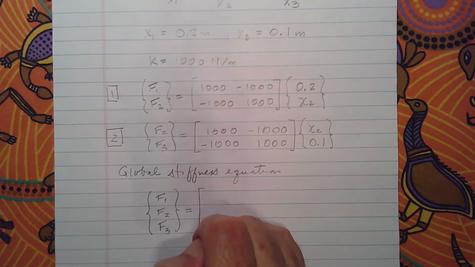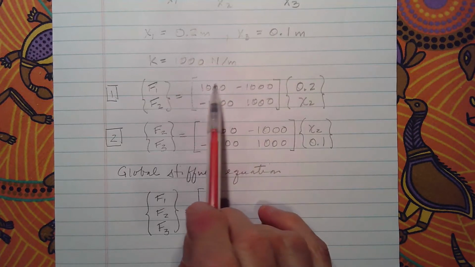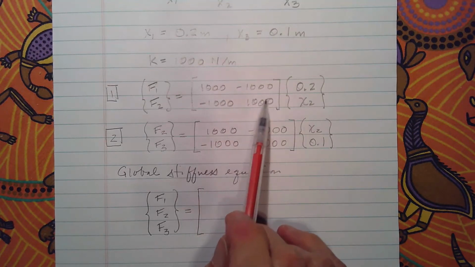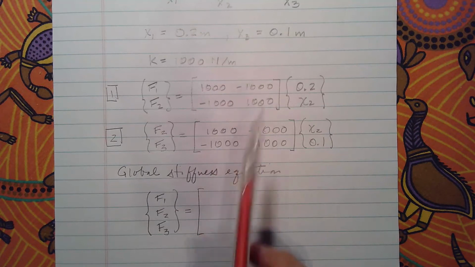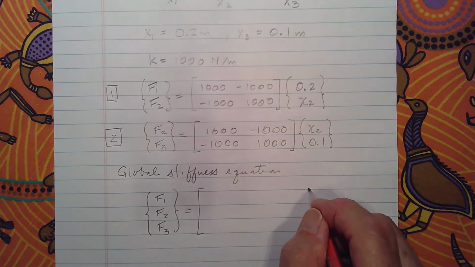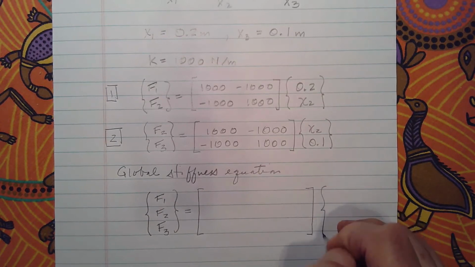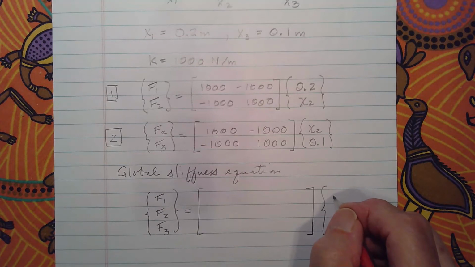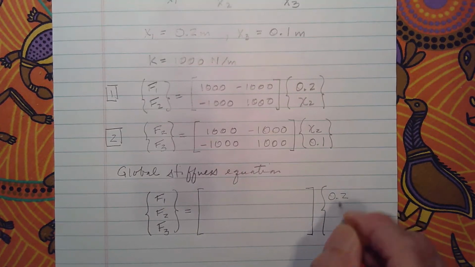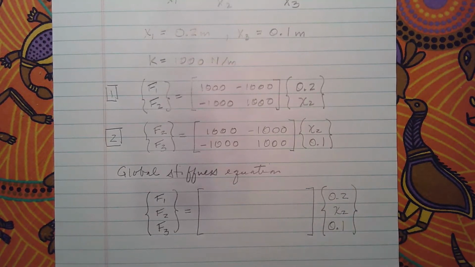And then we need to make our global stiffness matrix, and the way that you do that is you put this matrix in where it belongs, and that's in the upper left. Over here on the right, let me leave myself some space, we're going to have x1, x2, and x3, so we're going to have 0.2, this is x2, which is unknown, and then we'll have 0.1, which is x3.